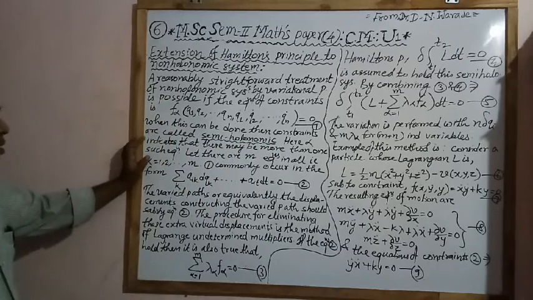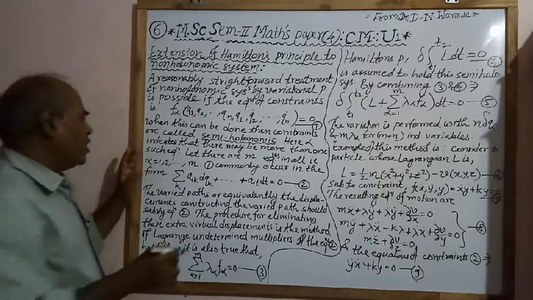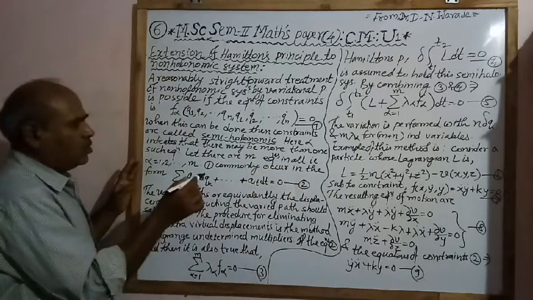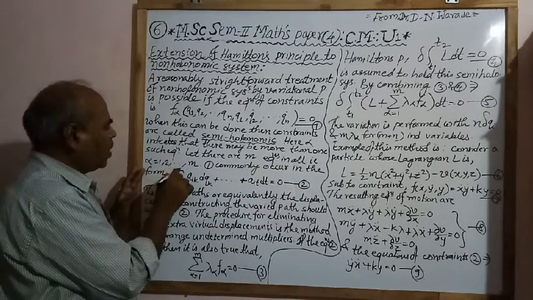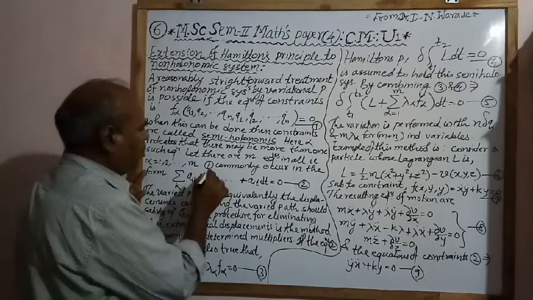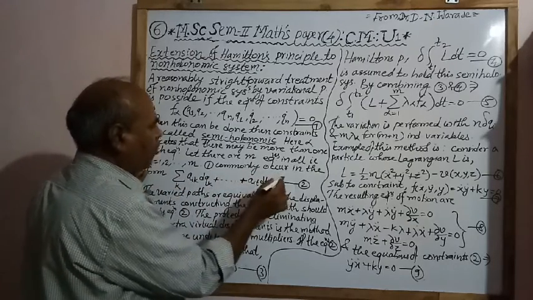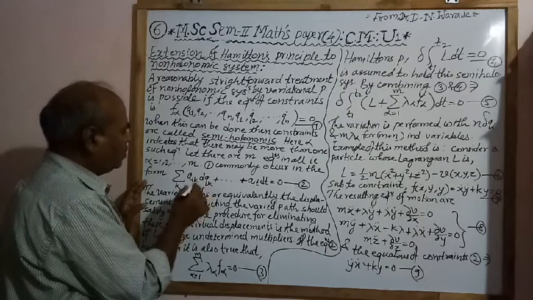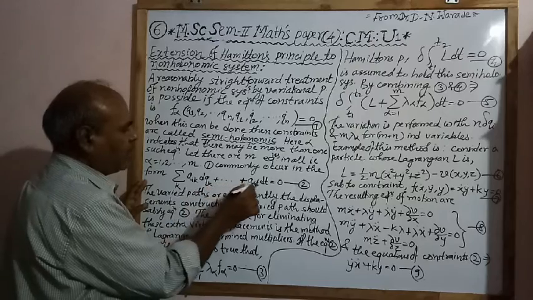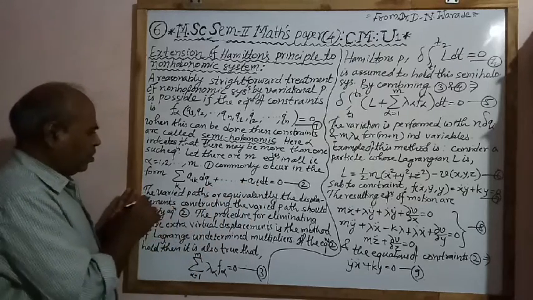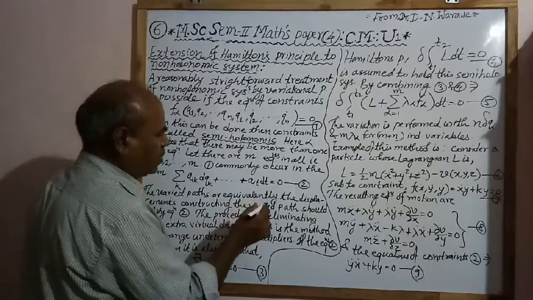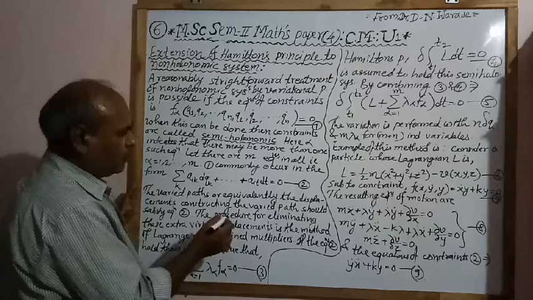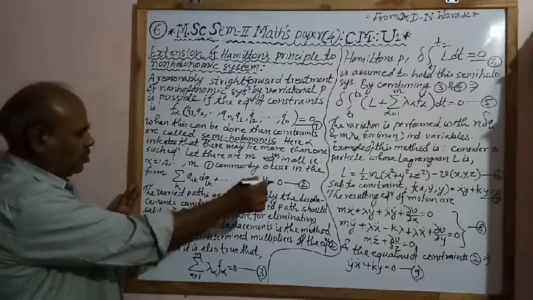Here alpha indicates that there may be more than one such equation. Let there be m equations in all, that is alpha equal to 1, 2, and so on up to m. One commonly occurs in the form summation a_ik dq_k summed over k, plus and so on, plus a_it dt, equal to 0. Equation 2. The varied paths, or equivalently the displacements constructing the varied path, should satisfy equation 2.